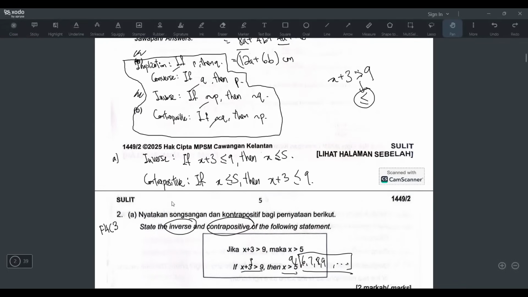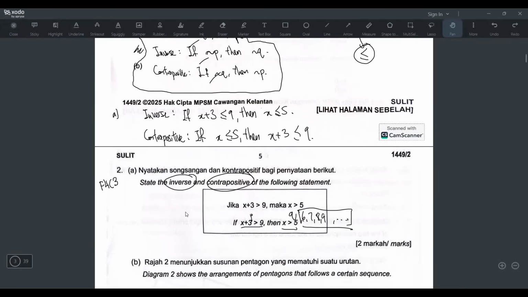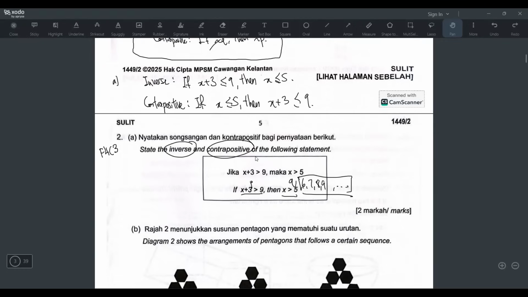Okay, let's check whether they got asked to write the truth value. Okay, for this question, no. Yeah, the reason why you have to check, because sometimes the soalan will ask you to write the truth value. Dia akan suruh tulis nilai kebenaran, means you have to write true or false for the inverse and contrapositive. And if they ask to do that, then you have to think a bit lah.